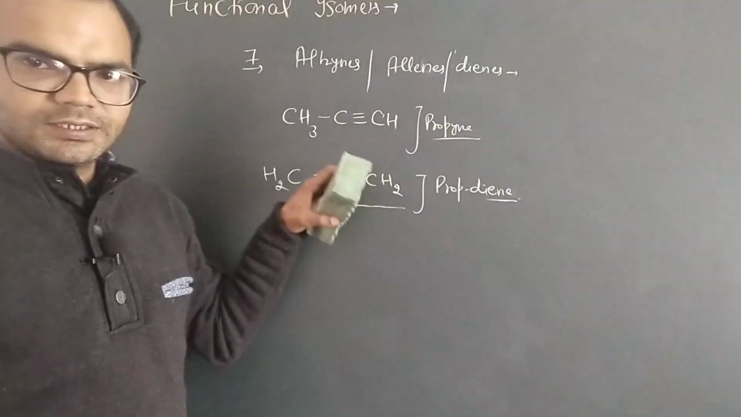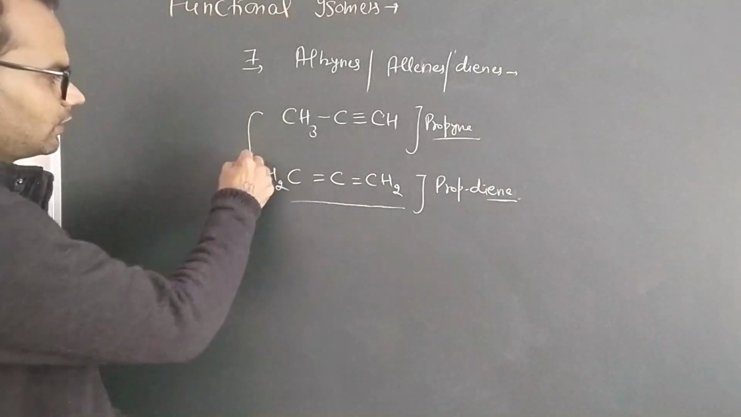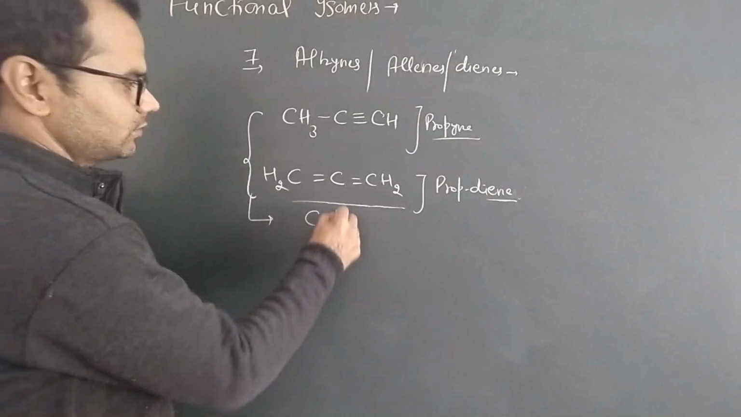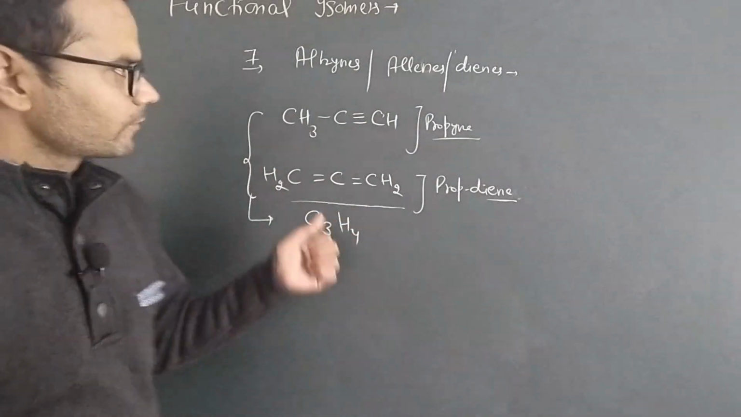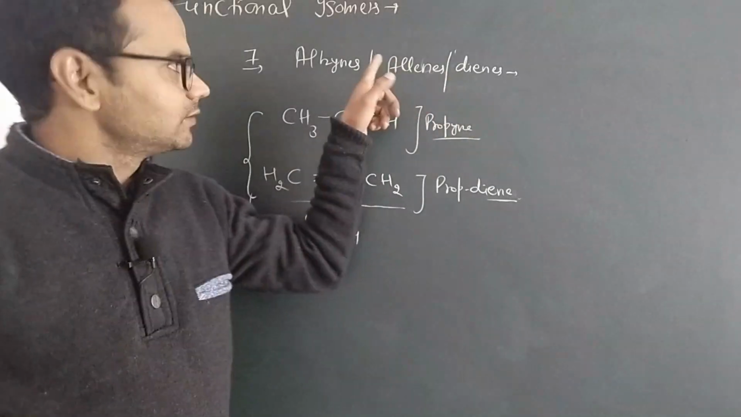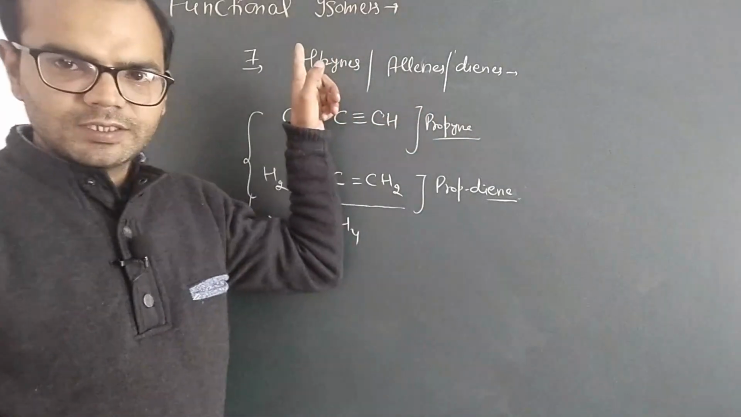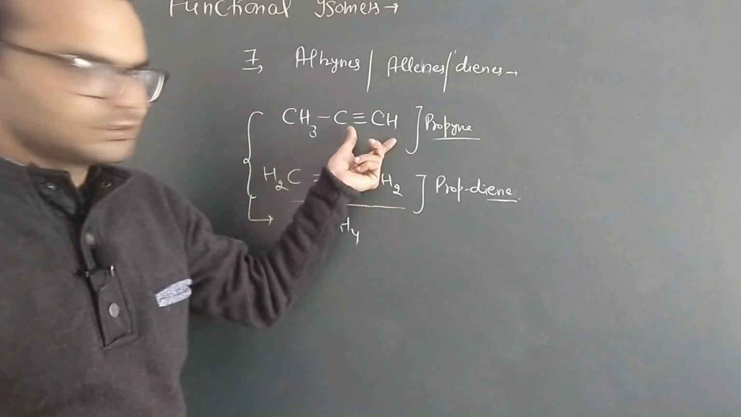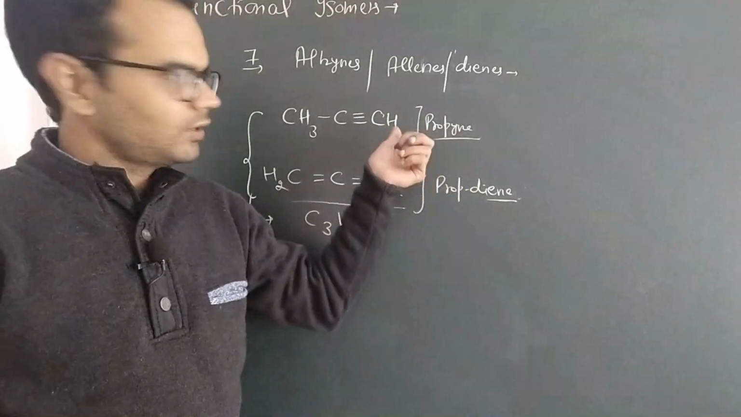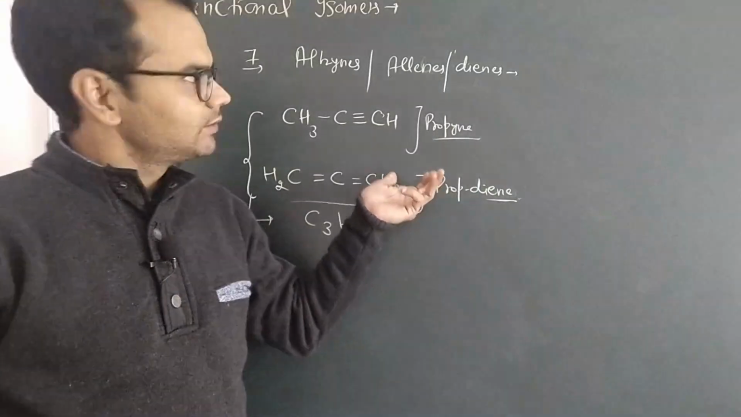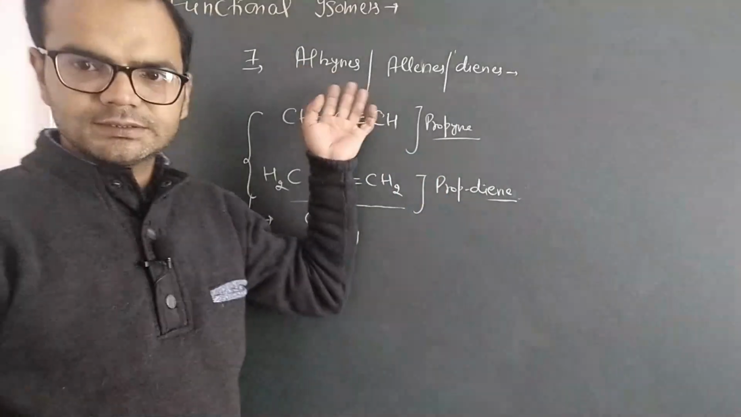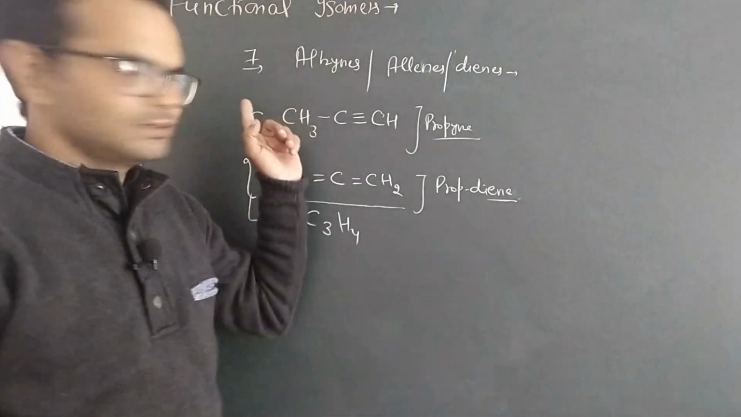Now if we compare their condensed formula, both are C3H4. So alkynes and dienes or allenes, they all are functional isomers. This will show the characteristic features of alkynes, and this will show the features of alkenes. So both have different properties. So we can conclude both are functional isomers also. This is our set number 7.